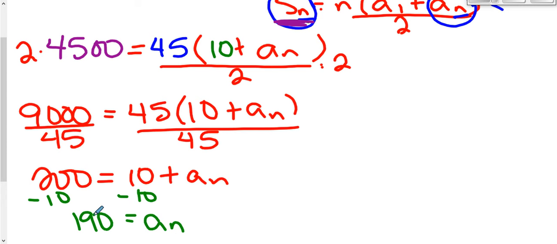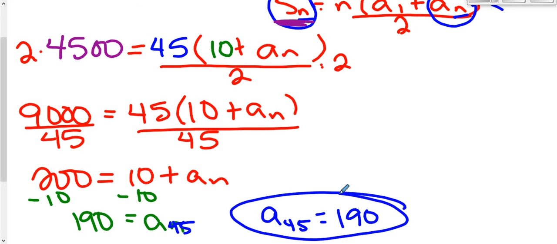And remember, the n value that we've been using over and over is the number 45, so it looks like we found a sub 45. It's just the number 190. All we had to do was use the sum equation and work backward. Not so bad. All right, let's move on to a new problem.